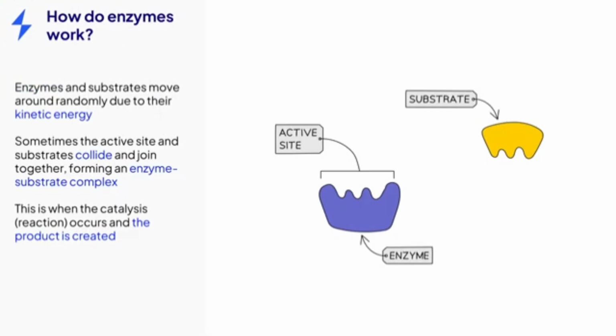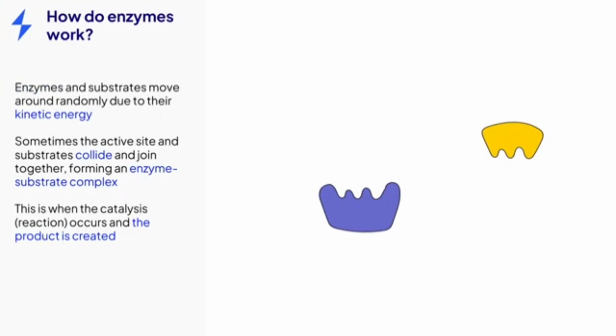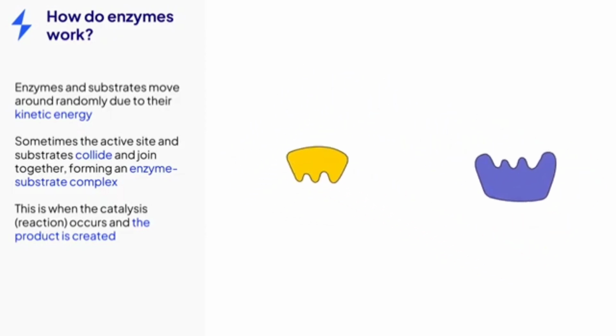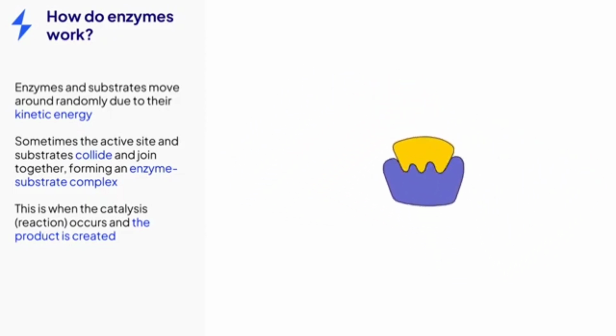Let's take a look at how enzymes work. The enzymes and substrates are always moving around in their solution due to their kinetic energy. Sometimes, due to their random movement, they collide, and the substrate binds to the active site of the enzyme, forming an enzyme-substrate complex. The reaction occurs, converting the substrate into the product.